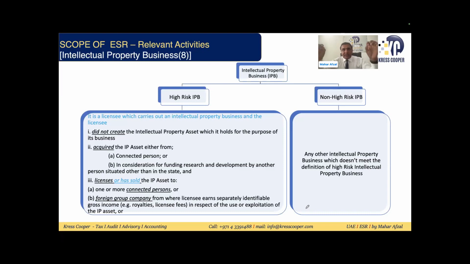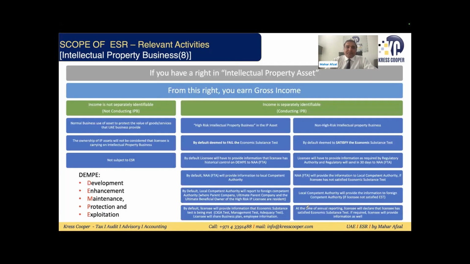I'm repeating: first of all, the licensee has not created the asset. Second, they have taken the asset from the group company, or they have funded the research outside the UAE and from there taken the asset. It means they have not created the asset. If this intellectual property asset is being given to any connected person or any foreign group company, then it will be assumed that the licensee is involved in the high risk intellectual property business. Other than this, it would be assumed a non-high risk intellectual property business.